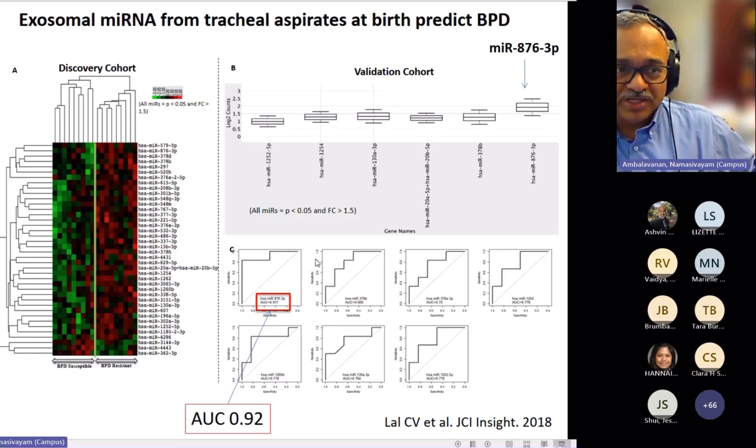We also showed that this microRNA is regulated both by bacterial LPS as well as by high oxygen concentrations. And if you block this microRNA in a mouse model, you can improve lung development. So it may actually be important in the pathophysiology.